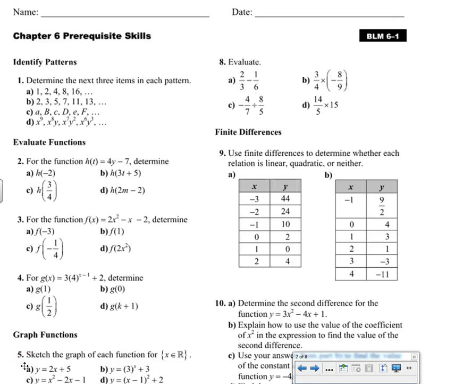Okay, before we start chapter 6, I think one of the things we want to be doing is just making sure we're ready for the content. So your Blackline Master 6-1 is the worksheet you should have right now if you're looking at this video. I'm just going to go over some of the questions that I think you should highlight and just come in for the next lesson having practiced these, and if you have any questions, come see me in class.